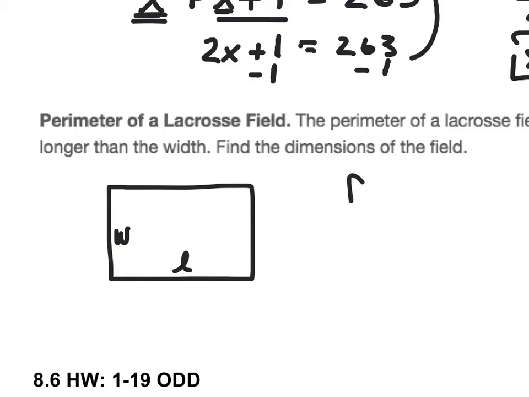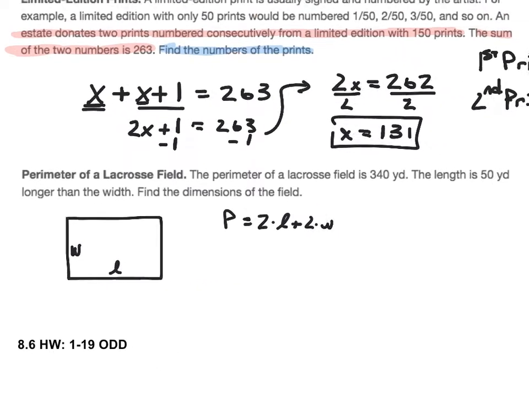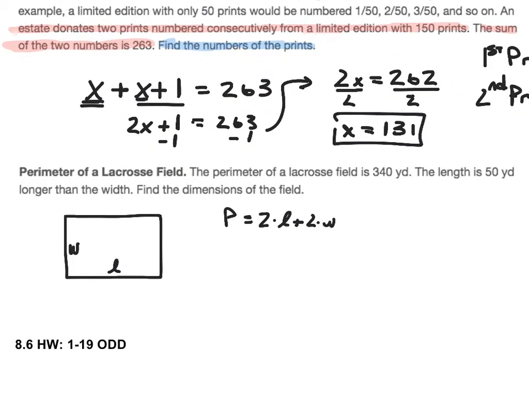Now my perimeter, remember, the equation that I have is 2 times L plus 2 times W, okay? And that's kind of important. So let's go through this, I kind of jumped ahead real quick. Let's go back through and highlight some important information. The perimeter of a lacrosse field is 340 yards. The length is 50 yards longer than the width. And the question is asking us to find the dimensions of the field.